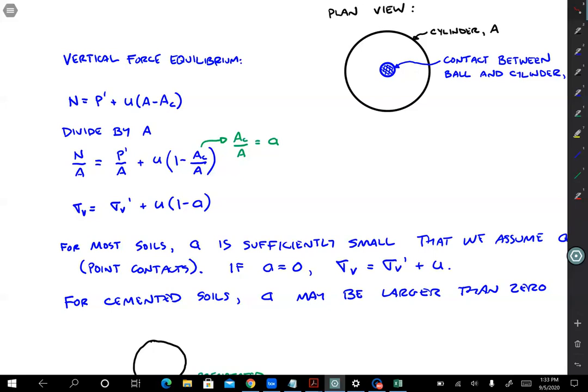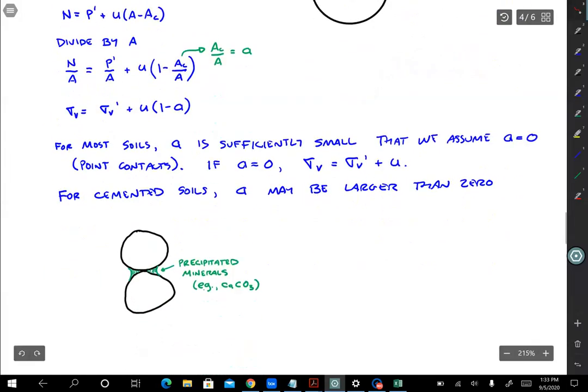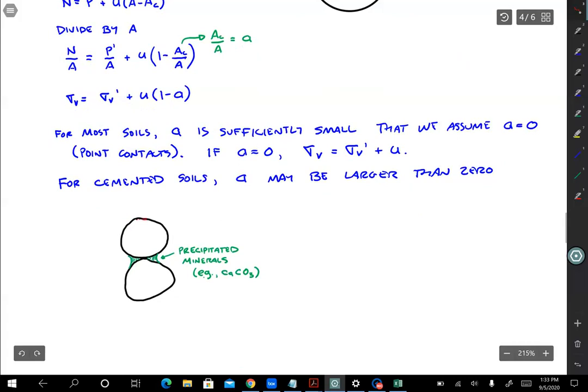There are cases, though, where a might not really be 0. A good example is if you have soil particles that are cemented together with an impermeable cementing agent, something like calcium carbonate. That's a common mineral that gets deposited at interparticle contacts. Basically, calcium carbonate is dissolved in the water, and then it comes out of solution at the particle-to-particle contact and forms this mineral deposit that cements the particles together.